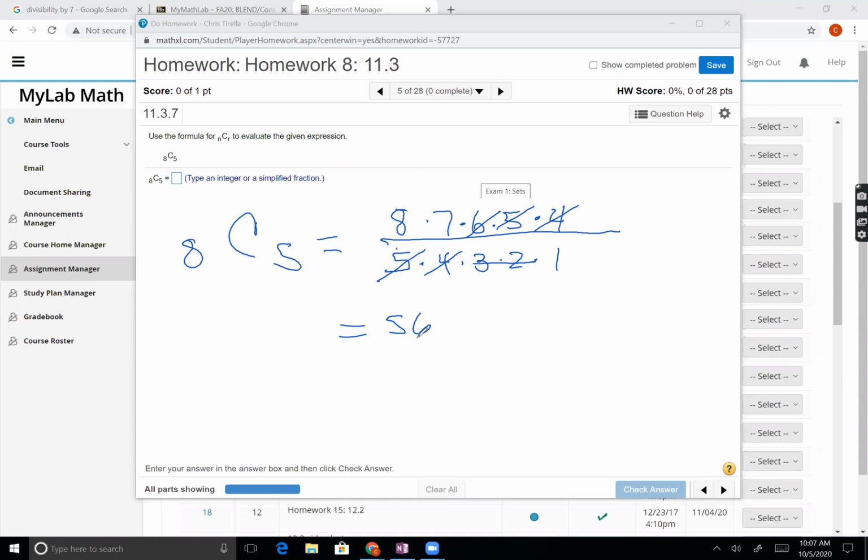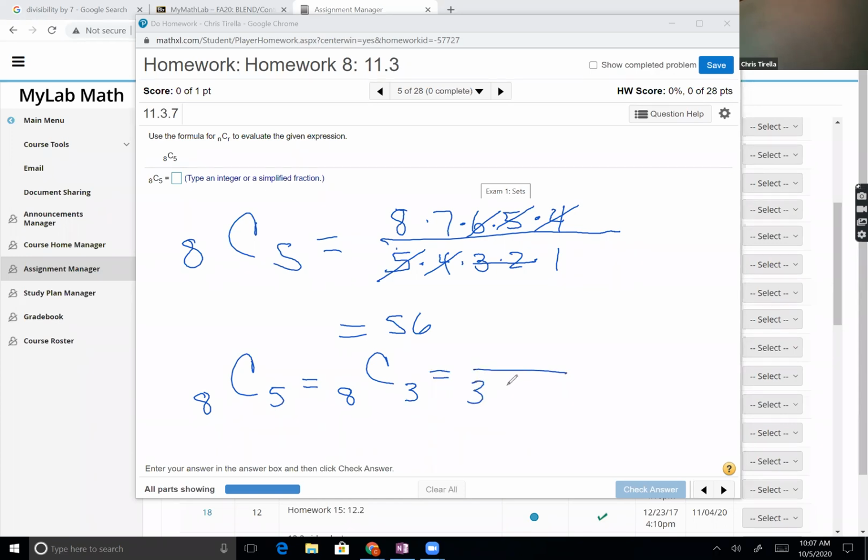If you're doing it totally by hand and you don't want to write as much, when we were looking at combinations the other day, we said there was a little bit of a shortcut. 8 combination 5 would be the same as 8 combination 3, because 8 minus 5 is 3. People using calculators, that's a useful shortcut, but for people doing it by hand, you see it's already made it a much easier problem.